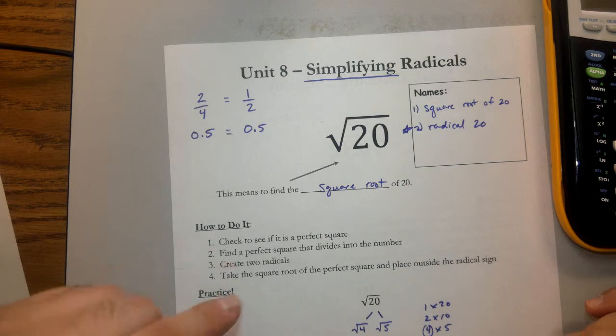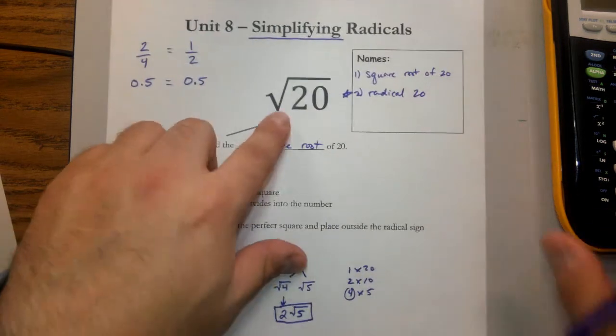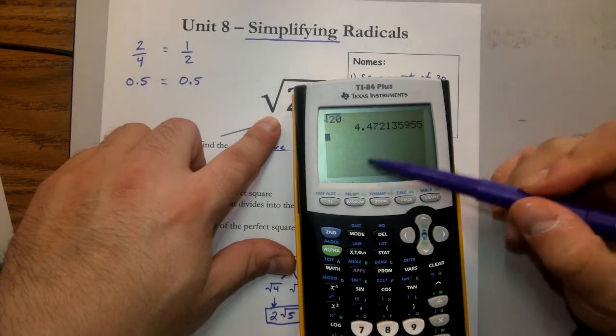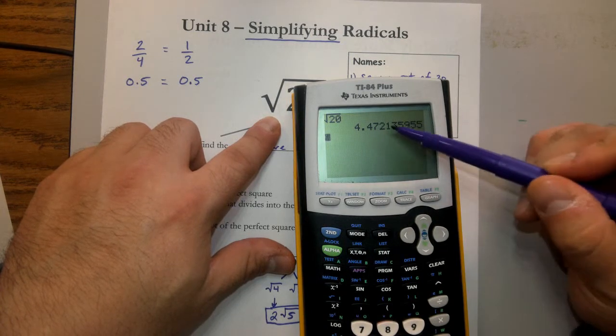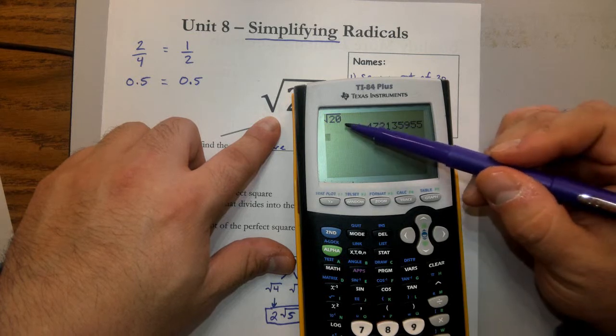So the value isn't changing, but the appearance is. So we can use that same logic here with radicals. Radical 20 is 4.47213595. Now you don't have to memorize that, but that is the value of radical 20.